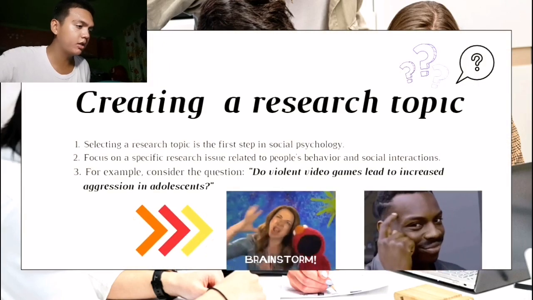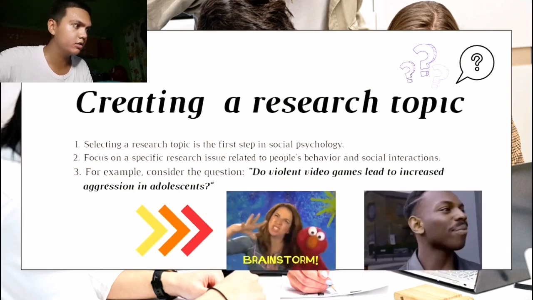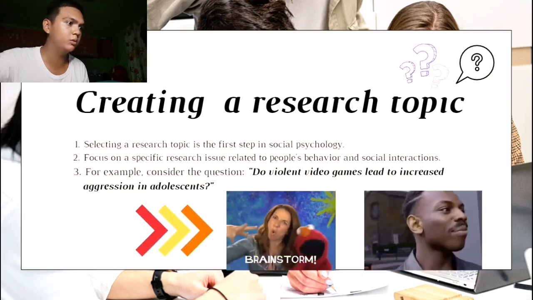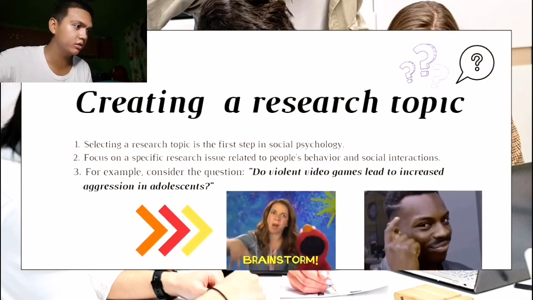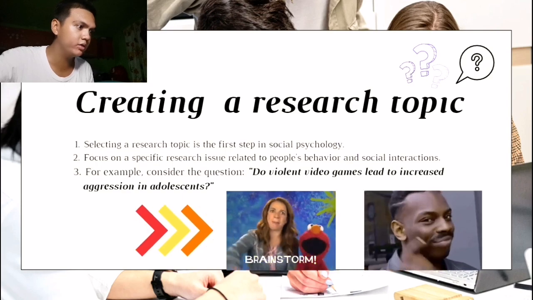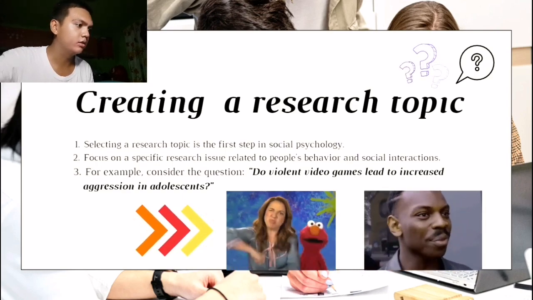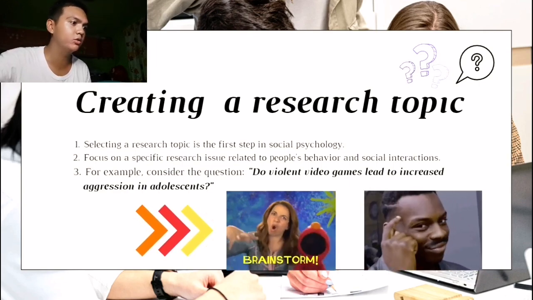And creating a research topic is the first step. And as this paper is about social psychology, you should start by thinking of a specific research issue that has to do with people's behavior and social interactions. Examples include the question, does exposure to violent video games increase aggressive behavior in adolescents? And the second step will be relayed to you by my fellow groupmate, Mr. Yumang.